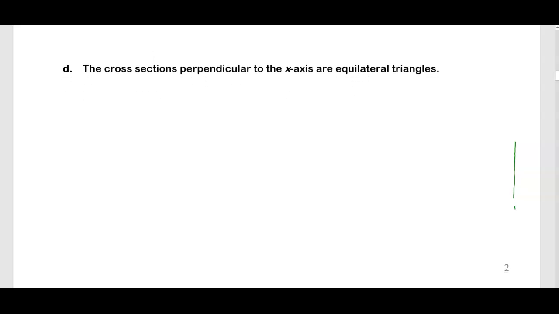Okay, the cross sections are equilateral triangles. See, here's our 30, 60, 90 that I had to do this weekend. So now you have triangles on triangles, Corey. But they're different. They're different triangles. Here's the base. Now you're building a three-dimensional triangle on top of that.